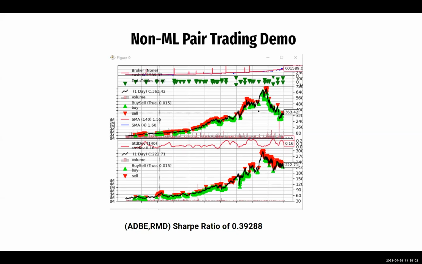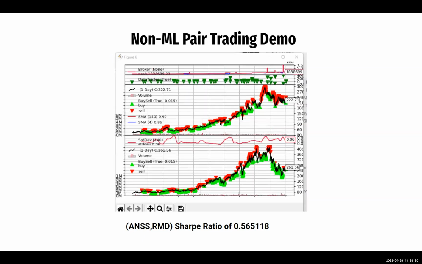This is the second backtest result we have, the ADBE and RMD stock pair. Now the Sharpe ratio is smaller, because there is a larger drawdown in the period, which indicates a higher risk in the backtest. We also have a third demonstration, ANSS and RMD, with a Sharpe ratio of 0.565.